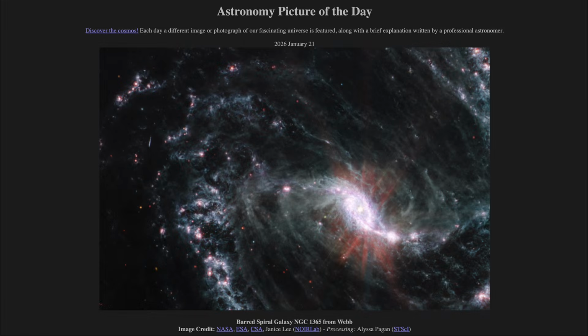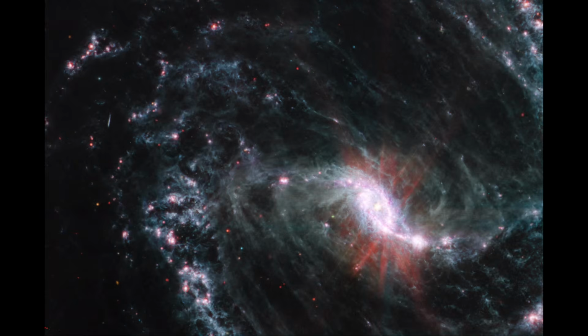Today's picture is titled Barred Spiral Galaxy NGC 1365 from Webb. So what do we see here? Well, here we see an image from the James Webb Space Telescope looking out 56 million light years away, which may sound like a great distance, but in terms of galaxies, that's a relatively nearby galaxy in our own backyard.